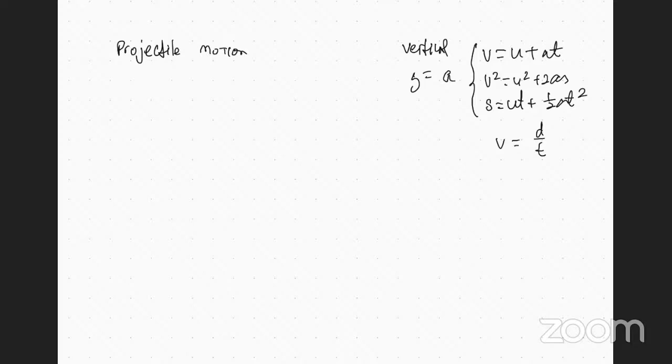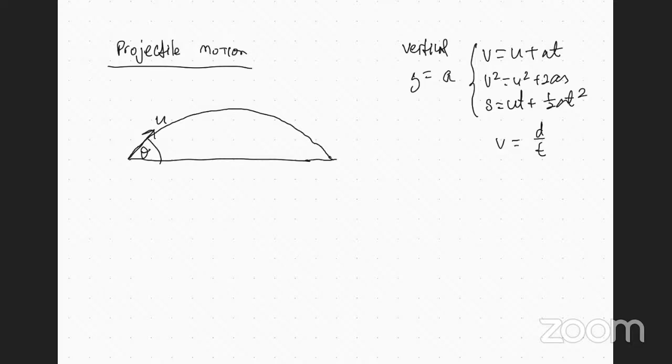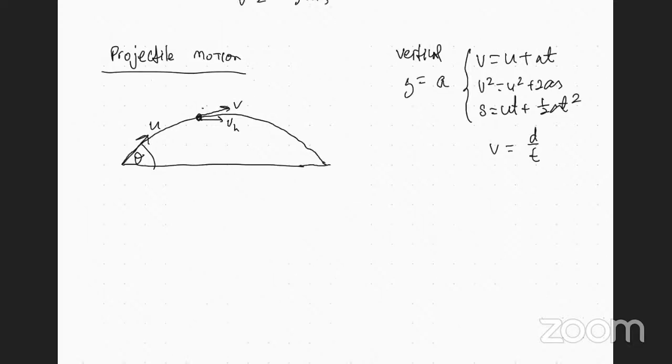So what's projectile motion? If I project an object with a velocity u at an angle theta to the horizontal, its path will be parabolic. At any point it will be traveling at a tangent. It will have a horizontal velocity because it's at an angle, and it will have a vertical velocity. It will also have a vertical displacement and a horizontal displacement.